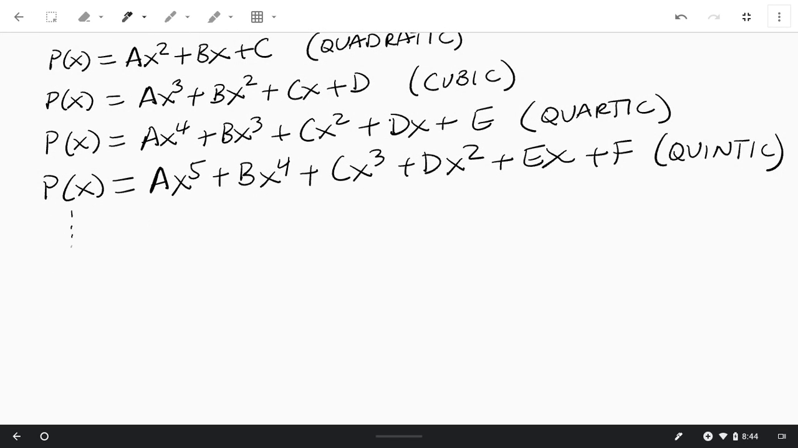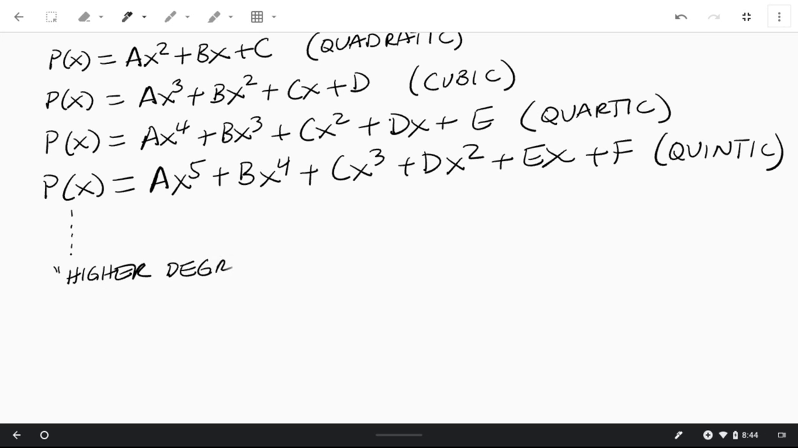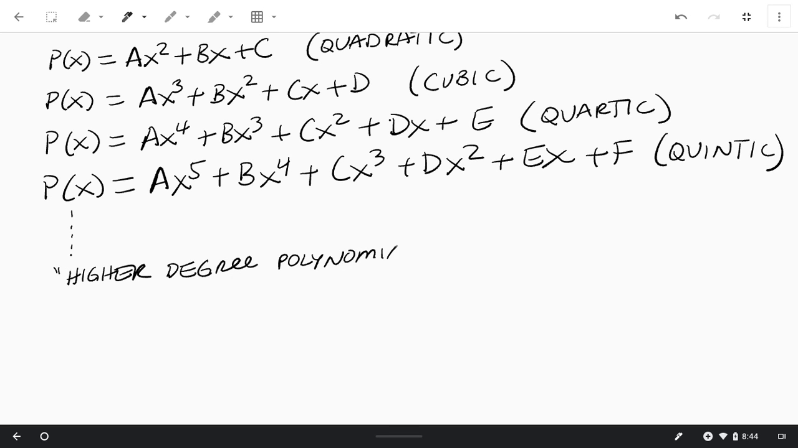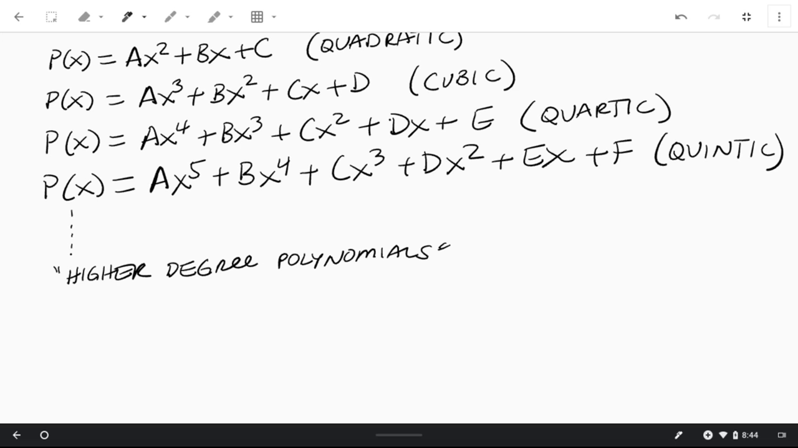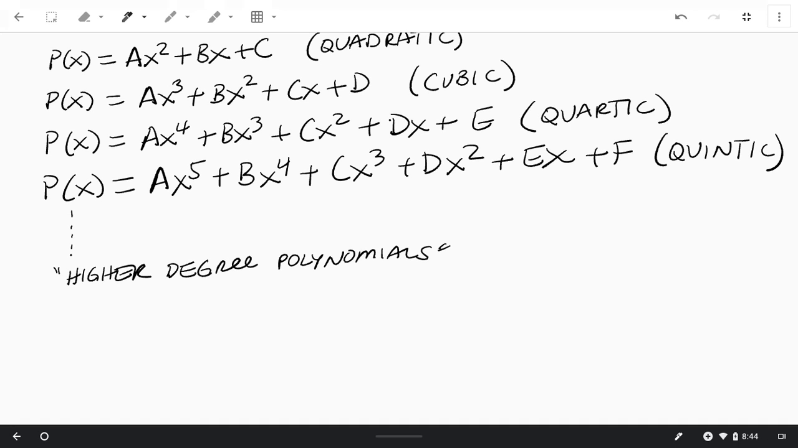Okay. And we can keep on going. Ax to the 6th, ax to the 7th, 8th, 9th, higher degree polynomials. Okay. So everything else we just call higher degree polynomials. These are all higher degree polynomials, but they also have very specific names, the quadratic, cubic, quartic, quintic.